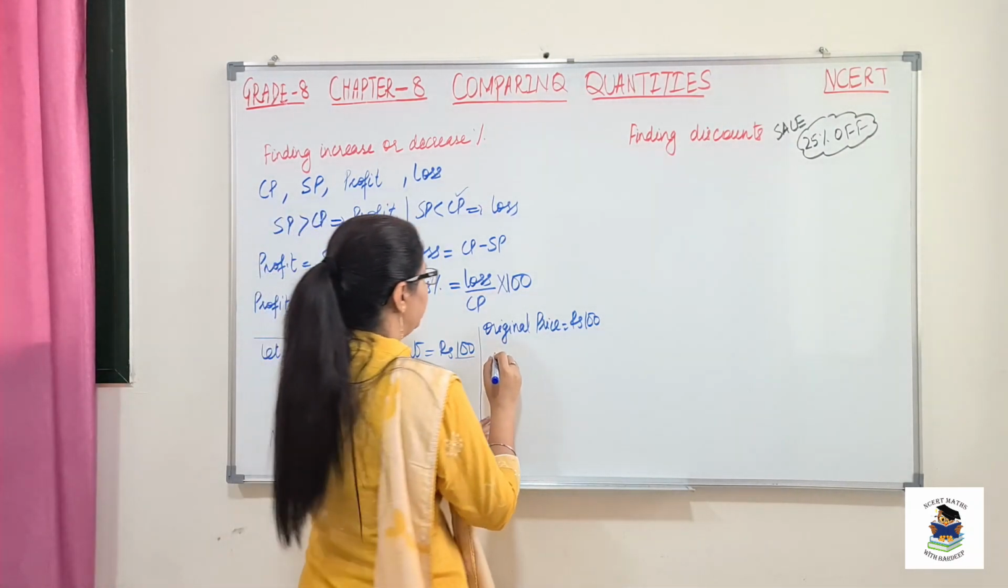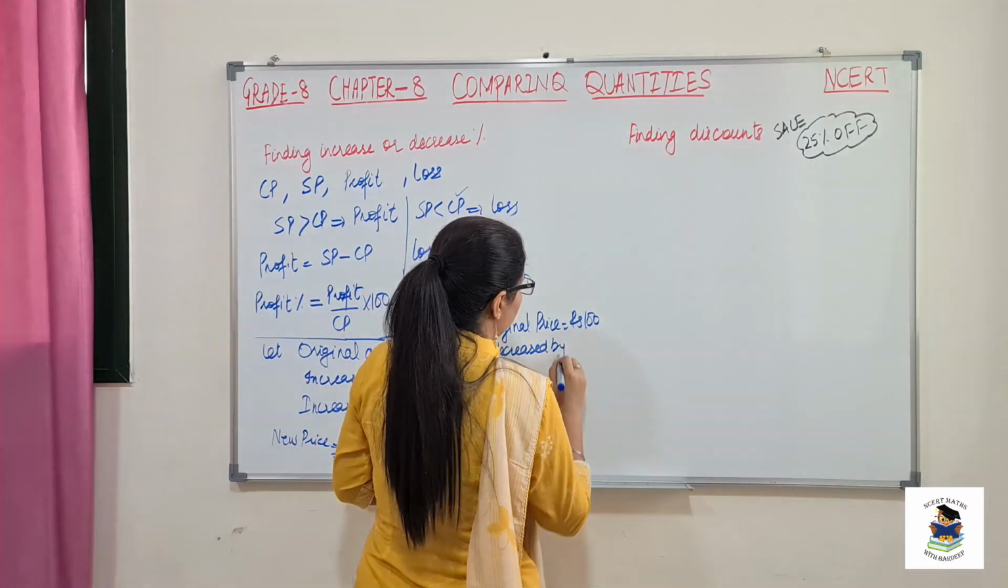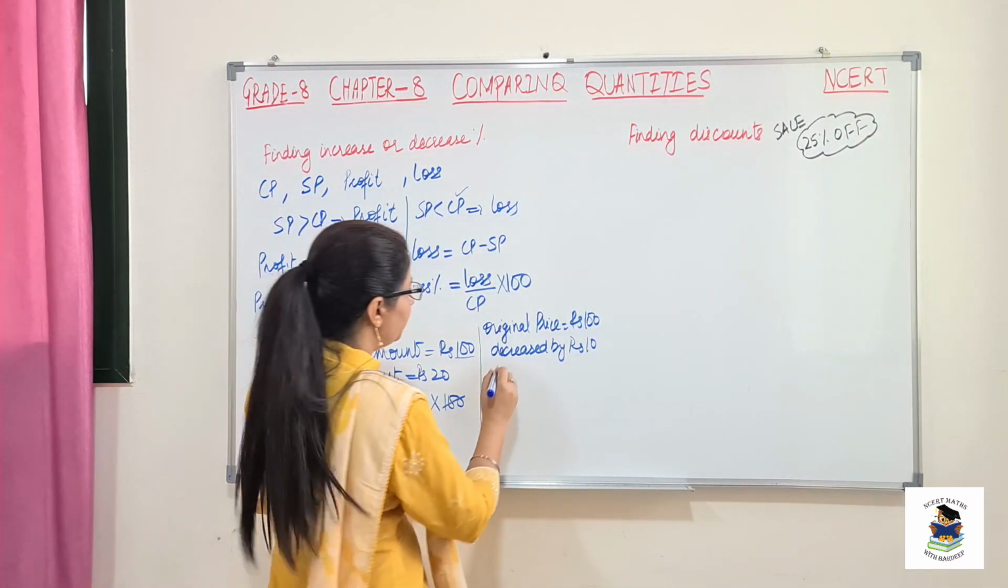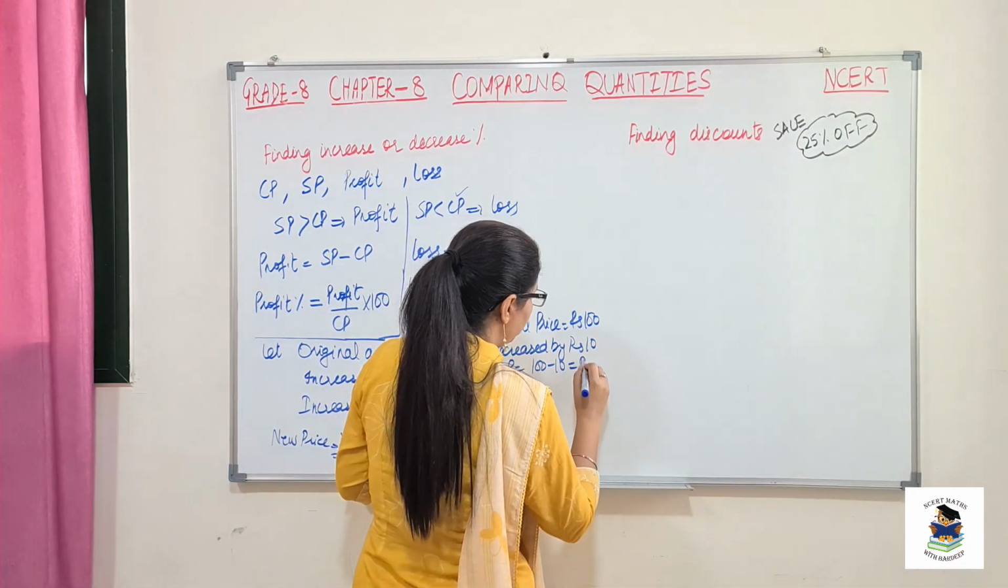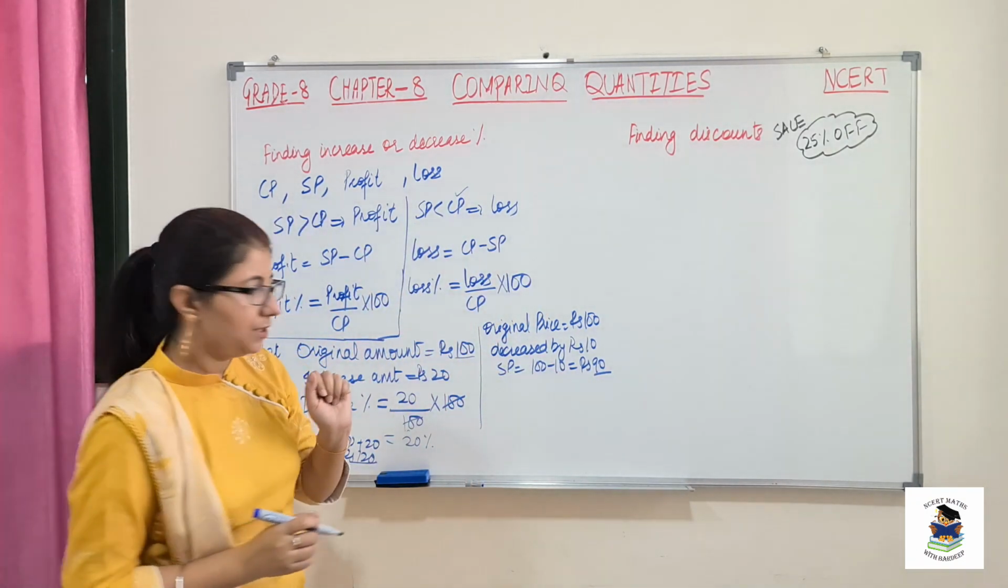Suppose I am saying that the price decreased by 10 rupees. So what should be my selling price then? Since this is decreased, we will subtract it, that is rupees 90. But how much percentage is decreased?